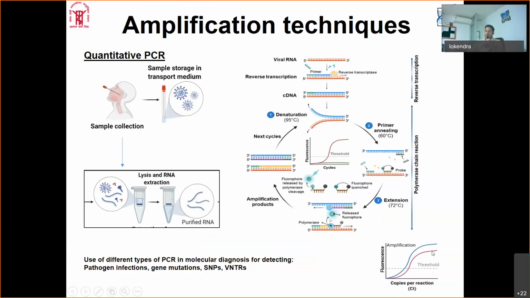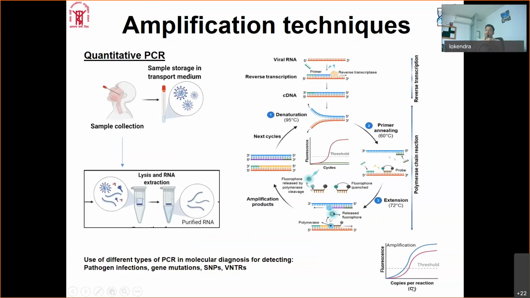This is another amplification. So if there is a larger number of cells, and more DNA or RNA is present, then the threshold will come sooner. So maybe the CT value will be less. If a smaller number of DNA or RNA copies is present, then the shift will be later, or the threshold will come a little bit later.